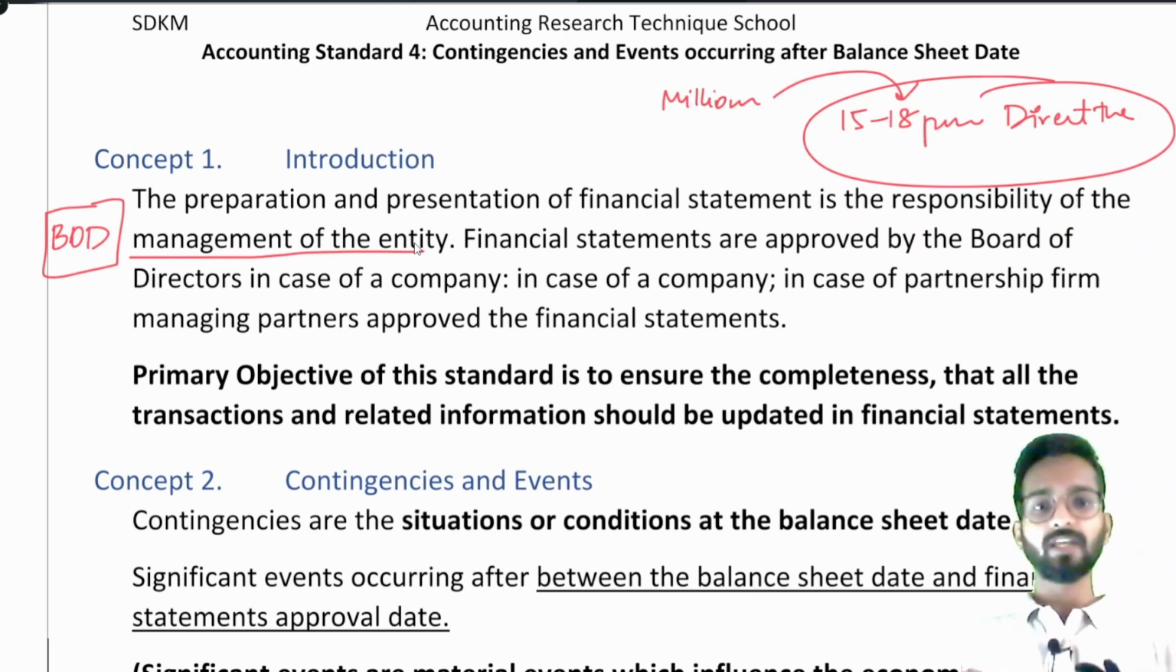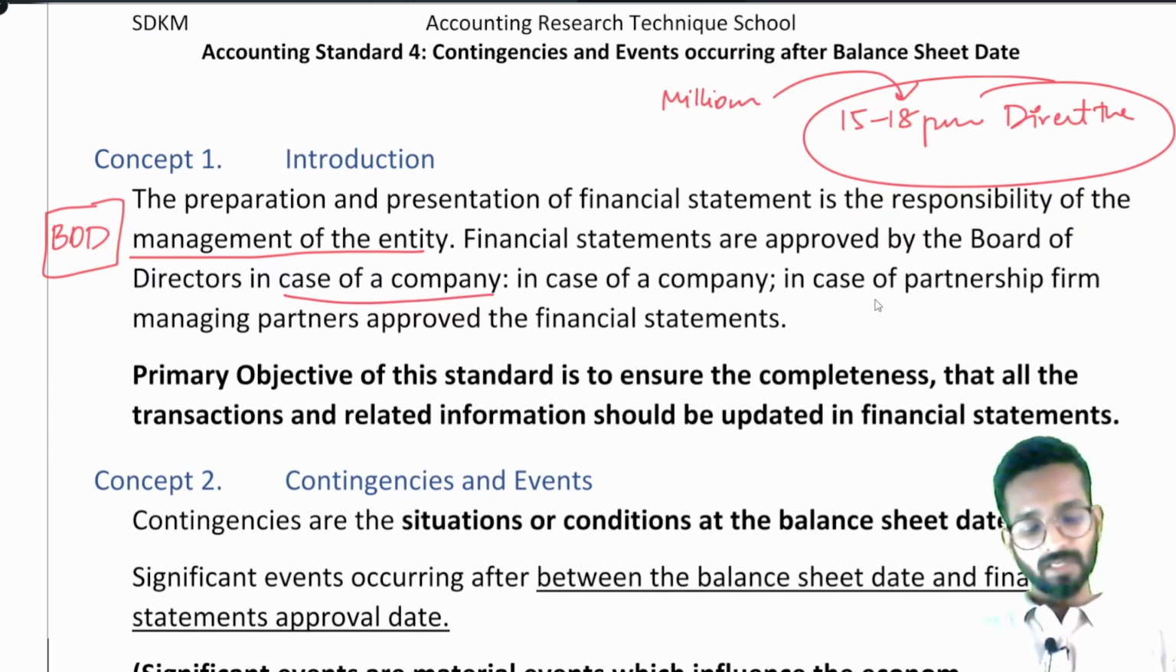Okay, they will take all the decisions. Remember this, directors are just the employees of the company, owners are the shareholders. Okay, financial statements are approved by the board of directors in case of a company. In case of a partnership firm, managing partners approve the financial statement. Okay, this is repeatedly coming.